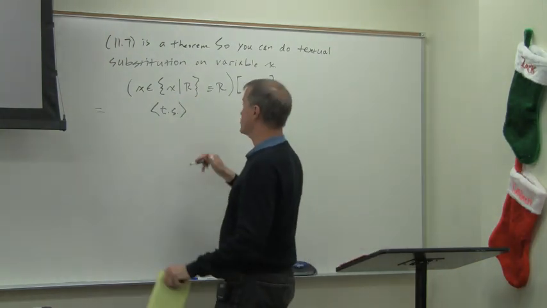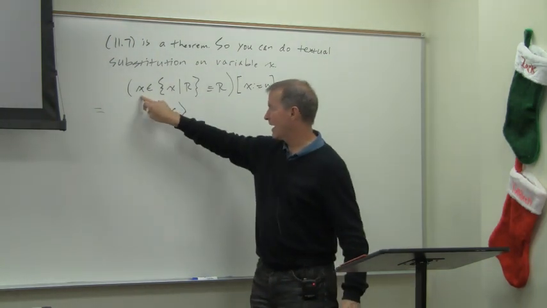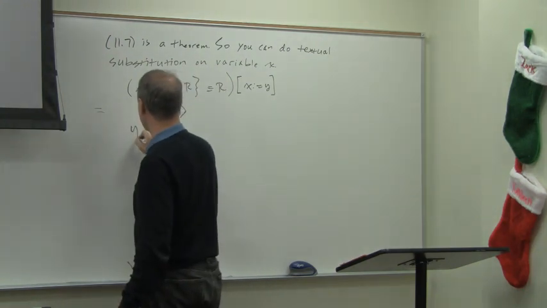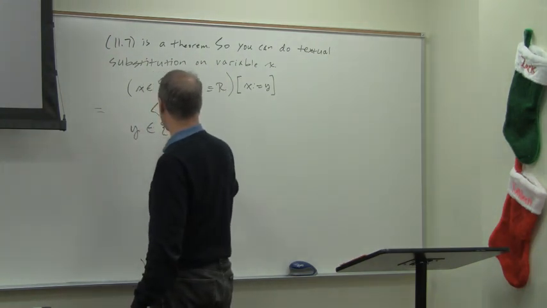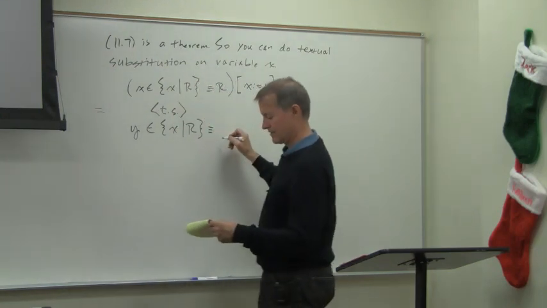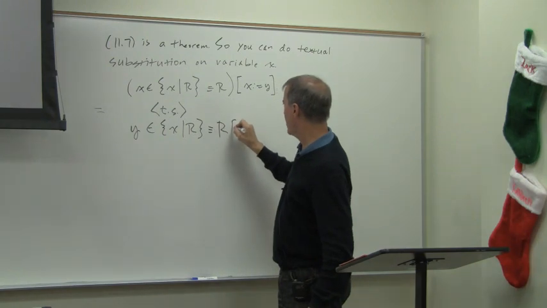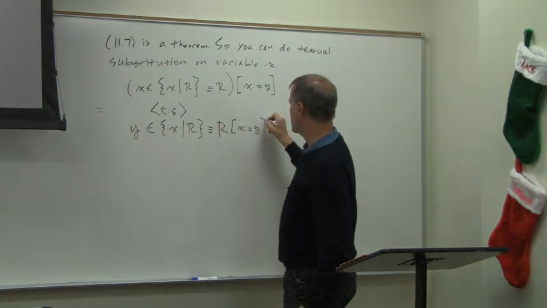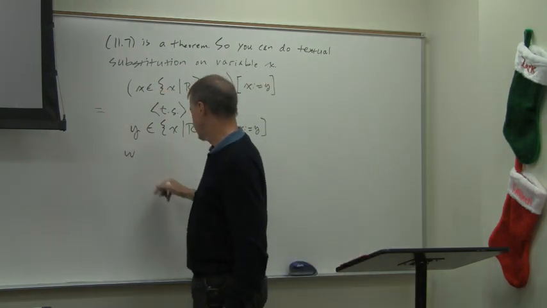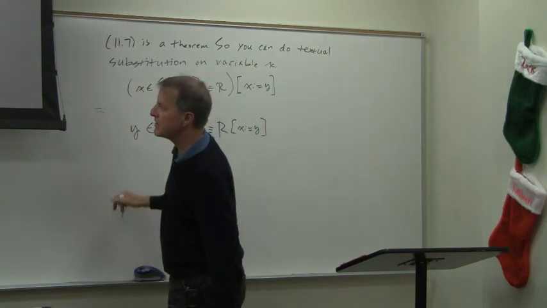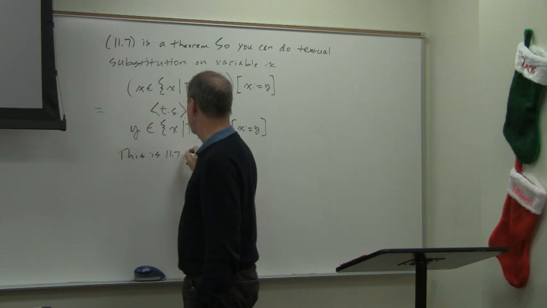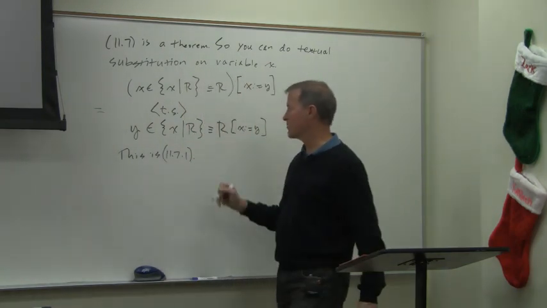So let's do the textual substitution. X with X replaced by Y is just what? Y. So this is the same thing as Y is an element of a set of all X, R, equivales what? R with X replaced by Y. And that's 11.7.1. So that's the meaning of it.